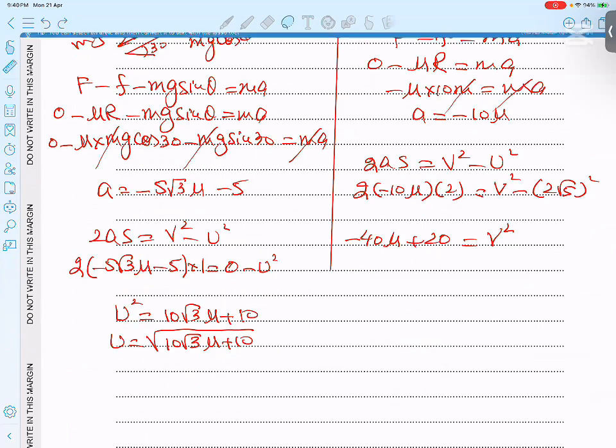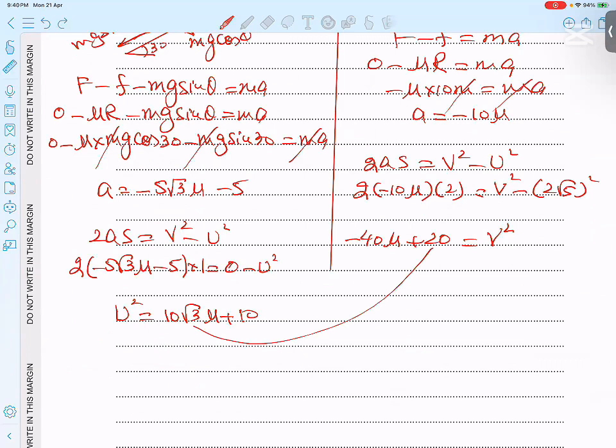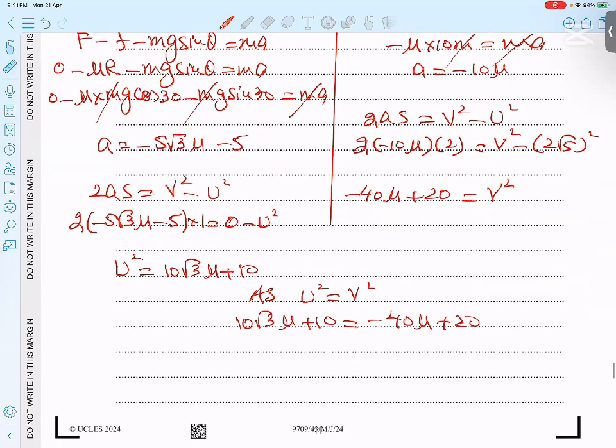So this v square and u square are the same. If you take a root, no problem, so I will eliminate this and put them equal to each other. As I say, v square equals u square. I think the idea is very clear. So 10 root of 3 mu plus 10 is equal to negative 40 mu plus 20. So this goes to this side, and I got 10 root 3 mu plus 40 mu, and this equals 10, because it's subtracted from there.